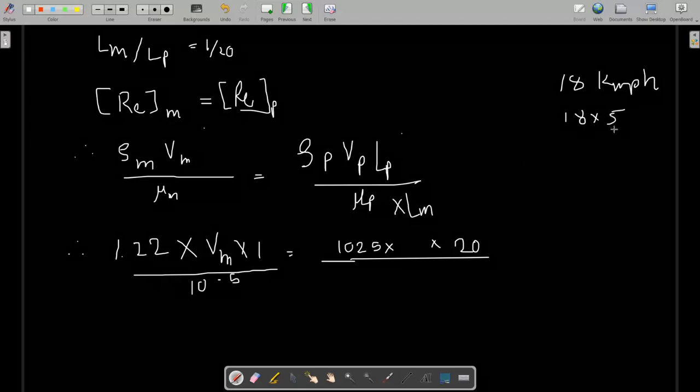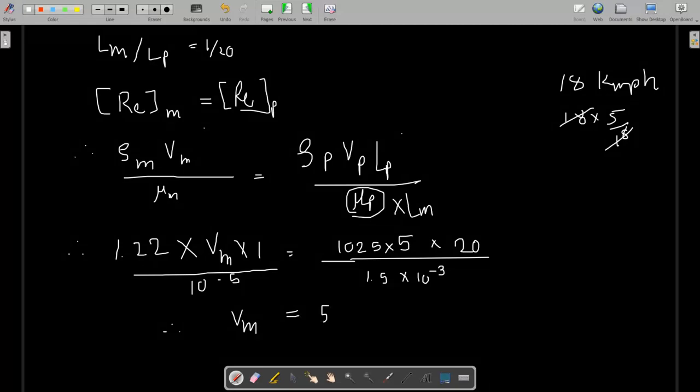So to convert kilometer per hour to meter per second, we will multiply by 5 by 18. So 18 will get cancelled, and 5 meter per second will come. And the viscosity of the seawater is 1.5 into 10 raised to minus 3. Okay, so just take 1.22 and 10 raised to 5 to the other side and solve it in your calculator. So you will get velocity as 560 meter per second.